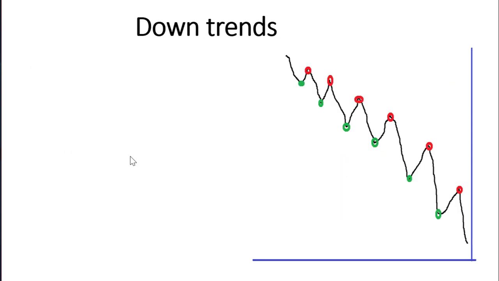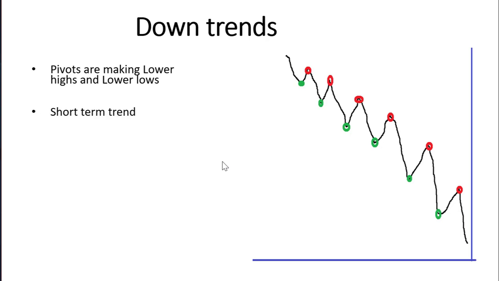Downtrends. When the stock is in a downtrend, you can see the red markings, the pivot highs, are getting lower and the green markings, the pivot lows, are moving lower too. This is due to excessive supply or selling pressure.